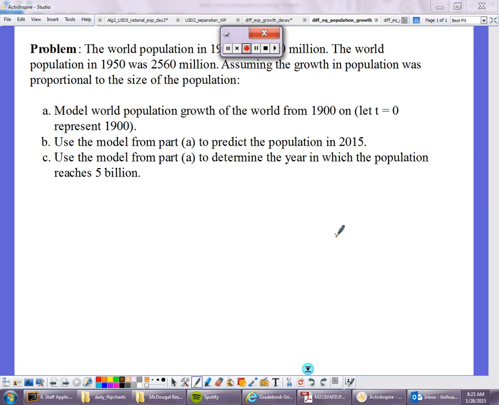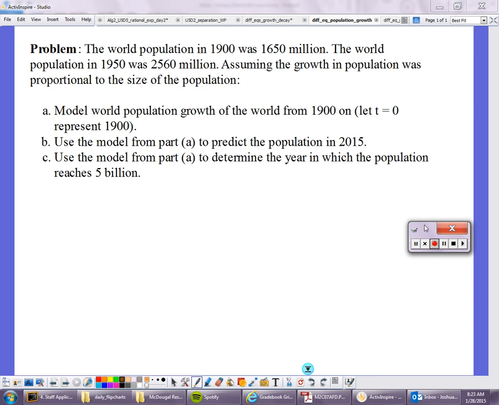All right, so here's an example of a population growth kind of problem. The world population in 1900 was 1,650 million. The world population in 1950 was 2,560 million. Assuming the growth in population was proportional to the size of population.